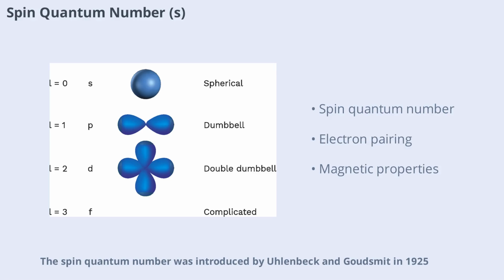Spin quantum number was introduced by Uhlenbeck and Goudsmit in 1925. It describes the spin of electrons, which can be +1/2 or -1/2. An orbital can hold a maximum of 2 electrons with opposite spins. The spin of electrons is responsible for most magnetic properties of atoms, molecules, or ions. This quantum number is essential for understanding electron pairing and magnetism.